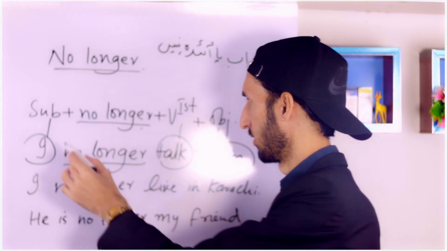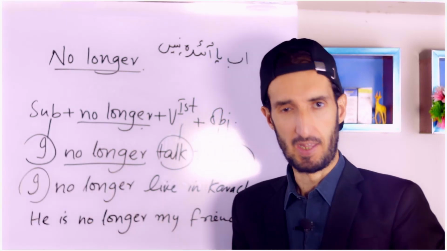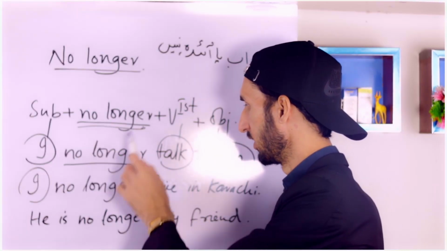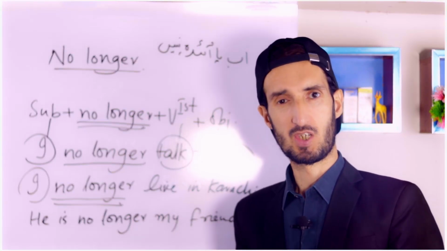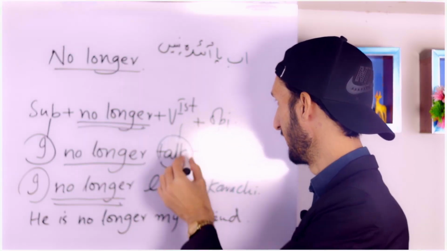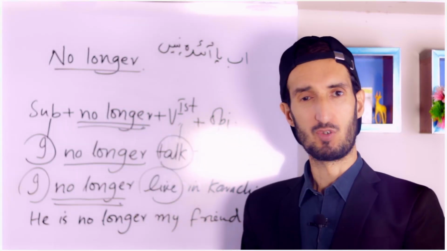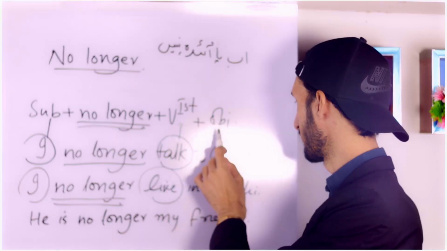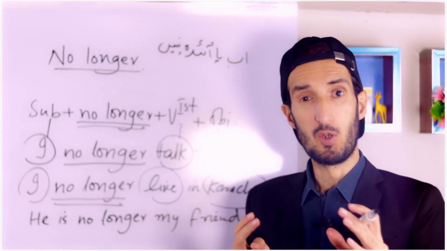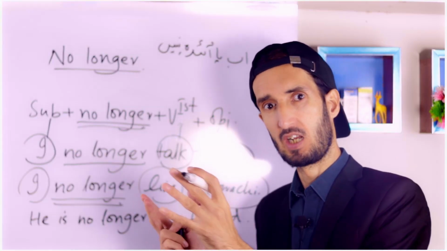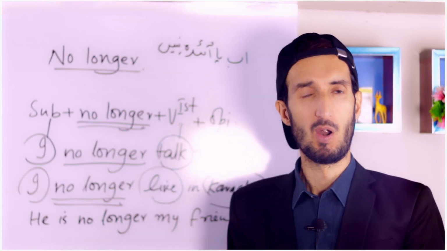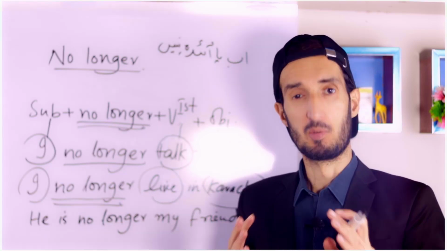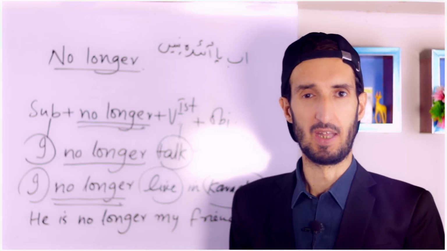Once again, subject, that is I here. Next, you have to use "no longer." Next, the first form of the verb, which I've used, live. Next, Karachi. I no longer live in Karachi. It means I used to live in Karachi, but now I don't live there. It means I don't live there anymore.